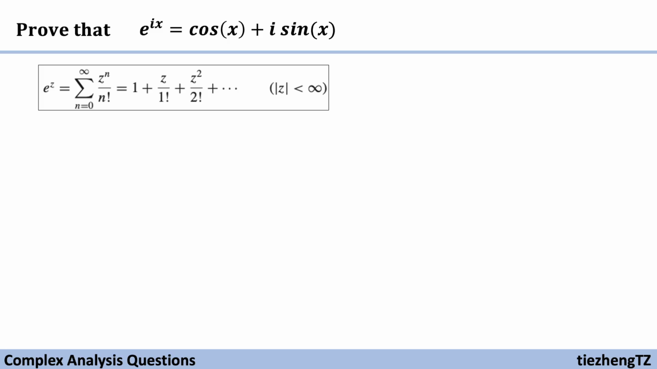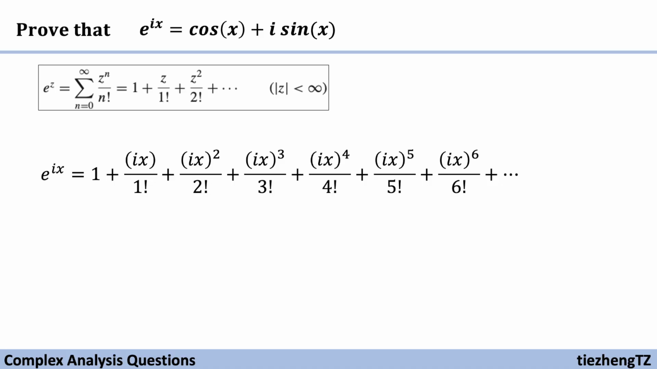If we assume z equals ix, we just need to substitute into this series expansion form. So e to the power of ix becomes 1 plus ix over 1 factorial plus (ix) squared over 2 factorial plus, and we can have 3, 4, 5, 6. And probably you have already noticed we have i squared, i to the power of 3, 4, 5, 6 in this equation. So let's do some simplification.